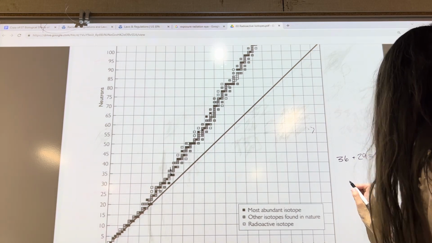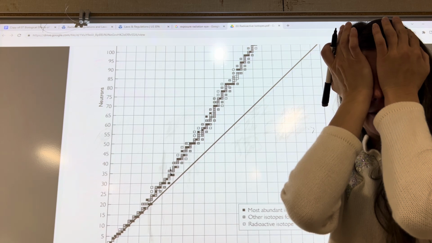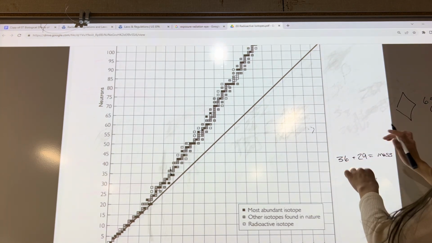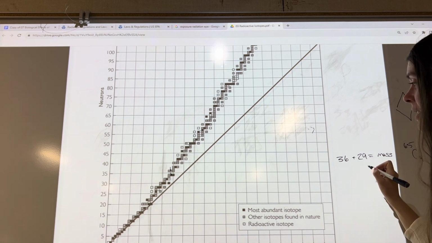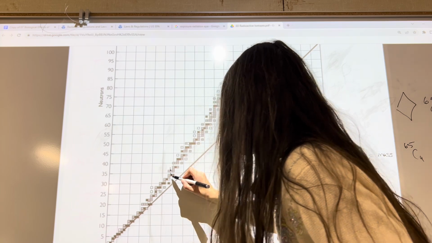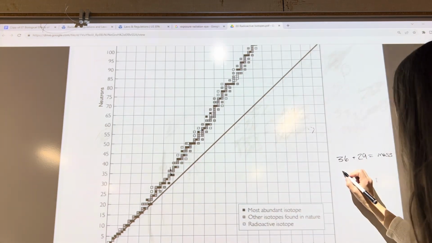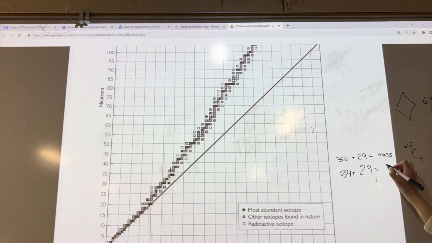You can tell me which one? 36 plus 29. If I added one to this to make it 30, then take one away, that's 65. That's copper 65. So then the other isotope is 34 neutrons plus 29, and that shows me the mass is 63.